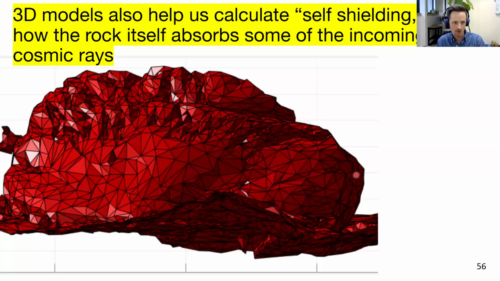So these 3D models are useful scientifically because they let us do another thing. They let us calculate how the rock is shielding itself from cosmic radiation. This is one of the tricky things about irregularly shaped objects. A nice flat bedrock like this, all the incoming radiation reaches your sample and there's no complication.